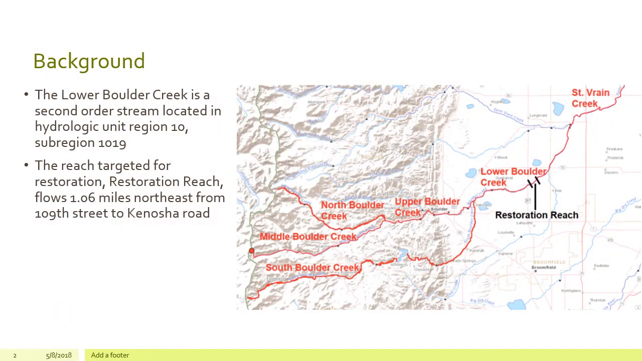To orient you, the Boulder Creek begins just east of the Continental Divide in Colorado. It's located in Hydrologic Unit Region 10, Subregion 1019, and the lower Boulder Creek is a second-order stream. The reach targeted for restoration, which I'll be referring to as Restoration Reach, flows 1.06 miles northeast from 109th Street to Kenosha Road.